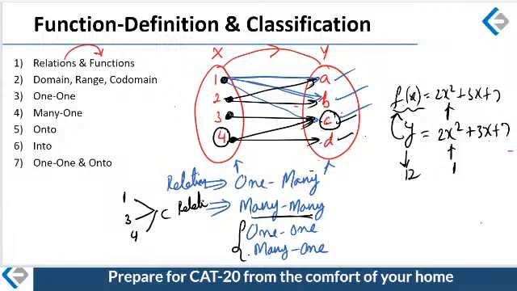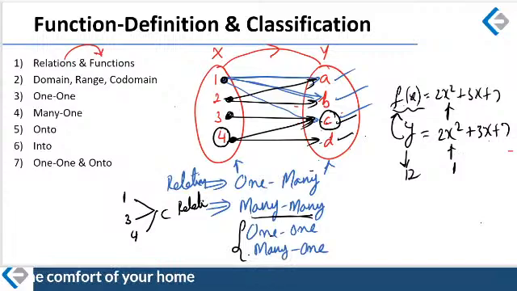But the second thing is what? For every input, you have an output. It is not that, okay, now I will put X is equal to 0, and hey, there is no output now.